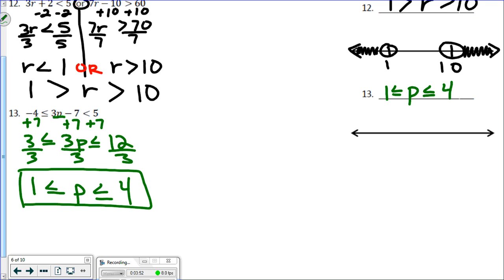Now we have to graph it. We have closed circles because there's equal signs. And it says p is greater than or equal to 1, so I shade to the right. And it says p is less than or equal to 4, so I shade to the left. This ends up being an and statement, so we have overlapping graphs.